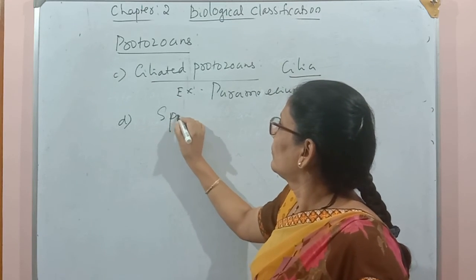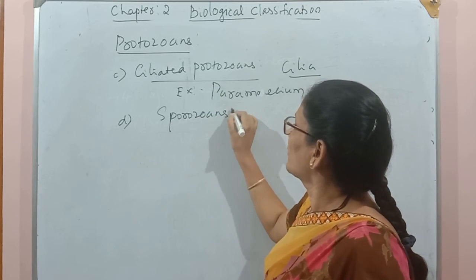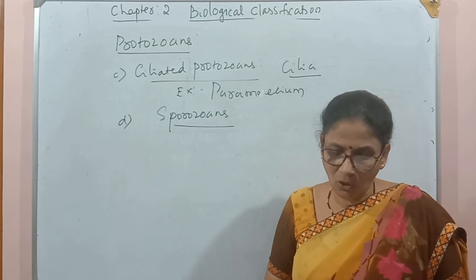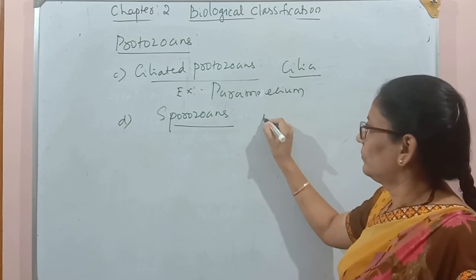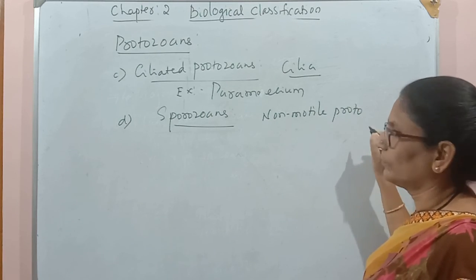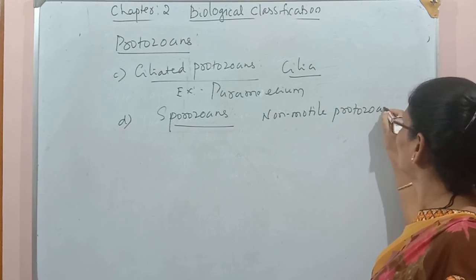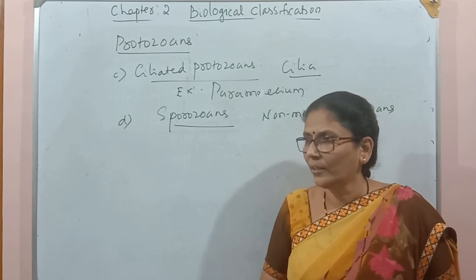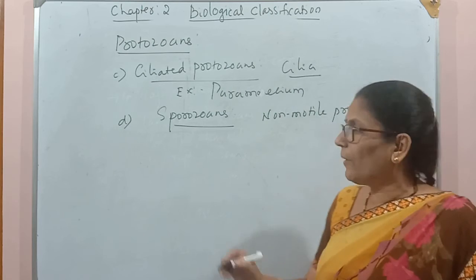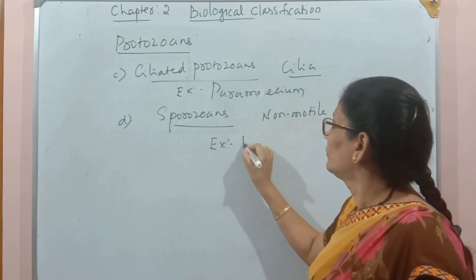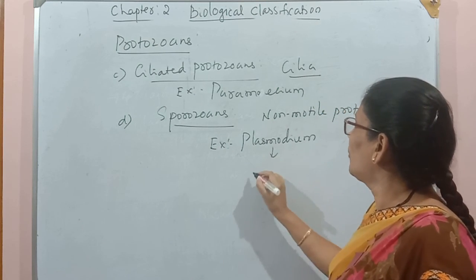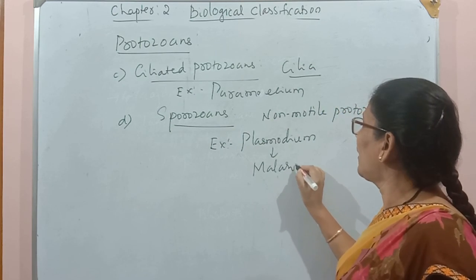The last group of protozoans is sporozoans. Sporozoans include non-motile protozoans. They do not have any locomotory structure. Example for this group, Plasmodium, which causes the disease malaria.